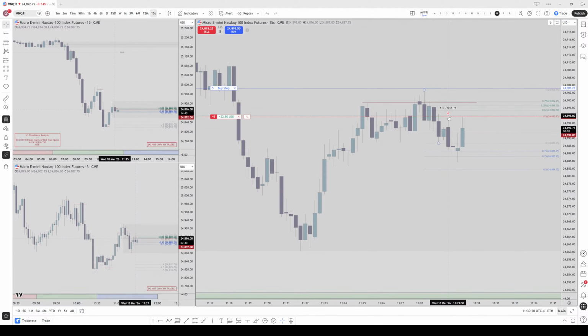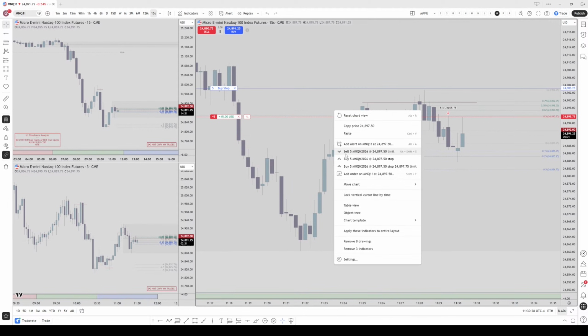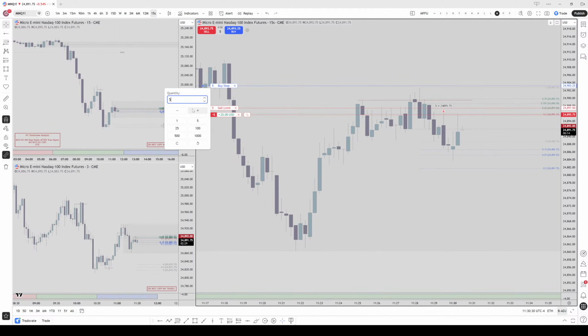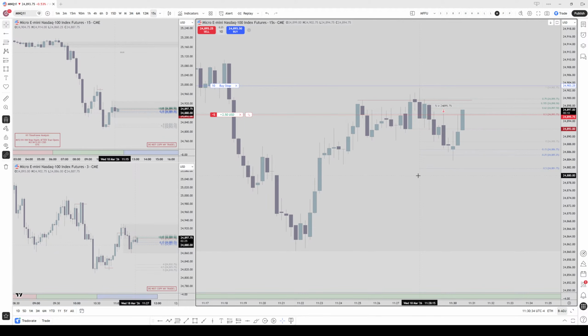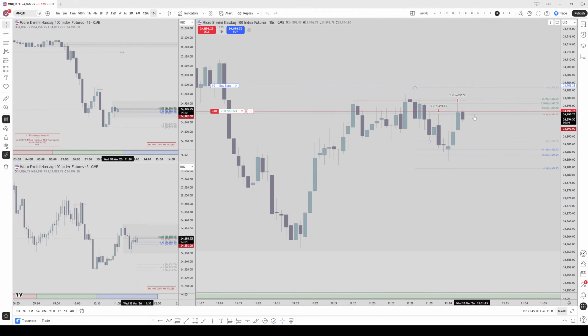Okay, notice that we have a swing high right up here as well. I can put a limit right here, push it up to 10. Okay, as of this point we have taken out this swing high as stops, so I would like to see an immediate reaction lower.